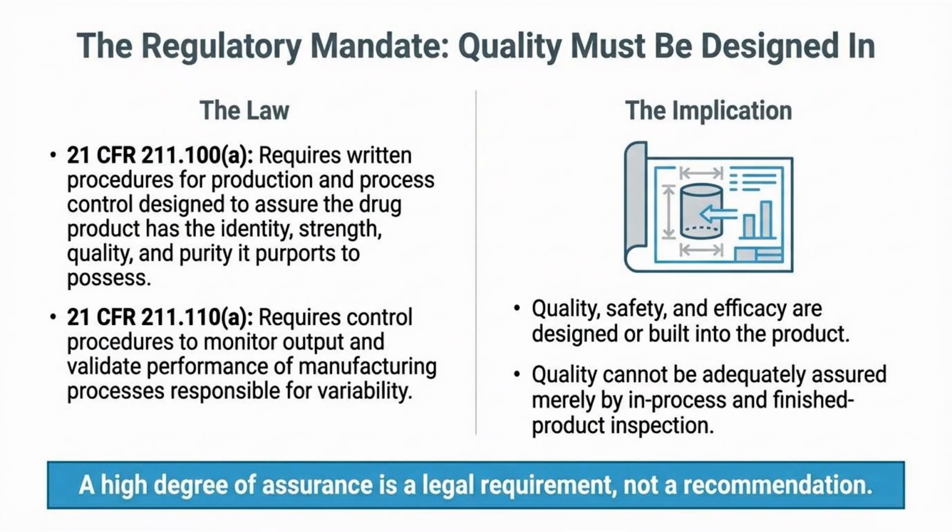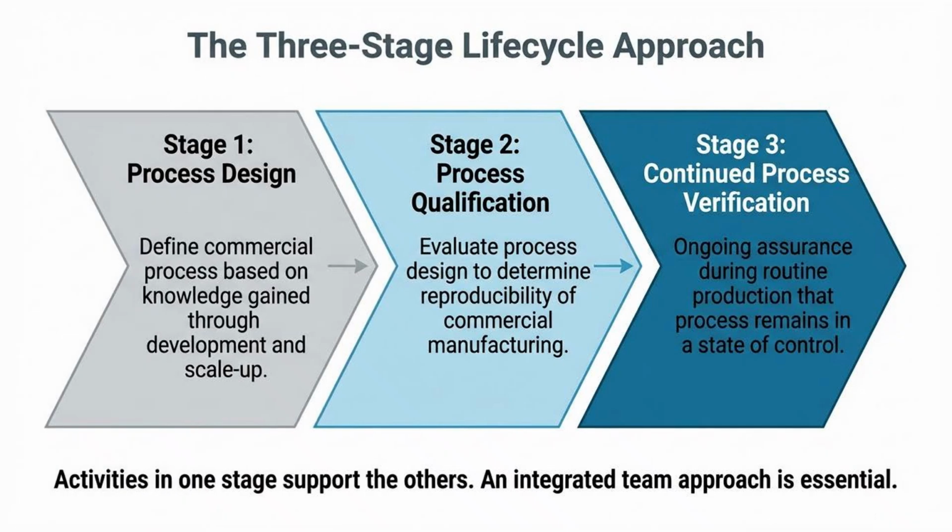This isn't just a best practice, it's the law. Under 21 CFR 211, quality, safety, and efficacy must be designed and built into the product. You cannot simply test quality into a drug by inspecting the finished box. If you haven't validated the performance of processes responsible for variability, you aren't just out of sync, you're out of compliance. We break this life cycle into 3 distinct stages.